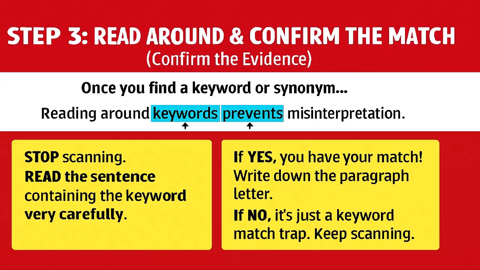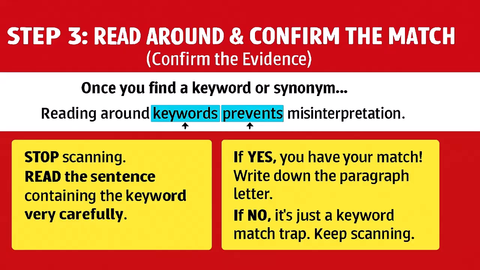After you have read these 2 or 3 sentences carefully, ask yourself this critical question. Does this piece of text fully and perfectly match the meaning of the statement I'm trying to find? If the answer is yes, this is the exact piece of information I was looking for, then congratulations, you have found your match. Write down the letter of the paragraph, A, B, C, etc., next to your statement, and you can move on to the next statement.